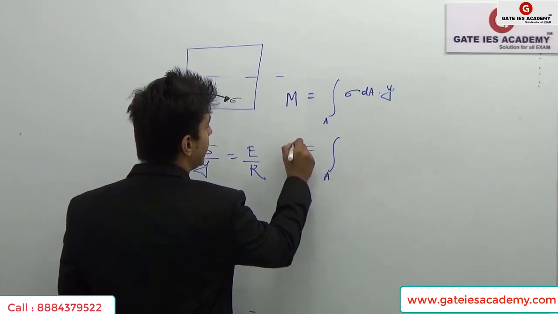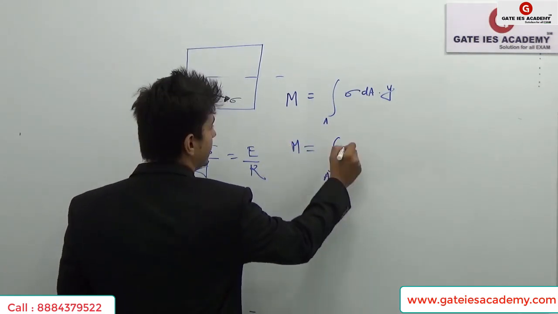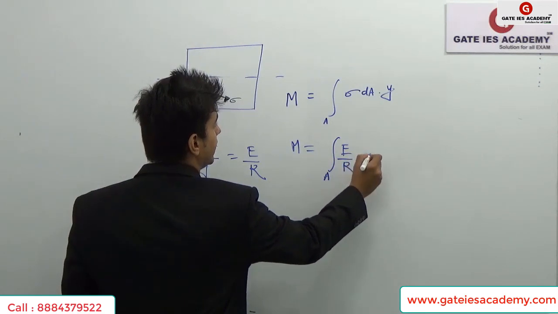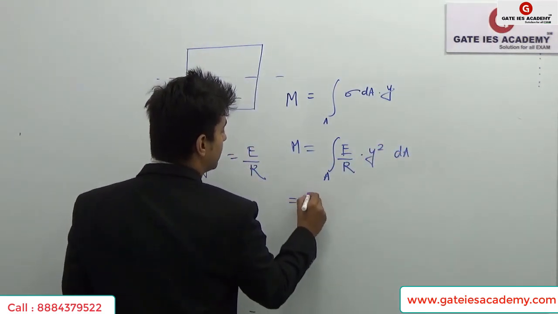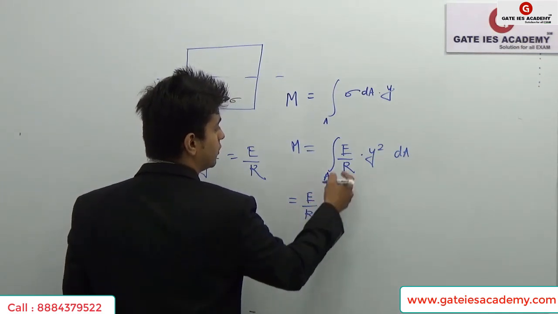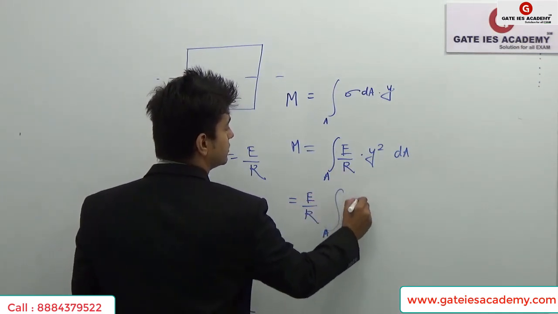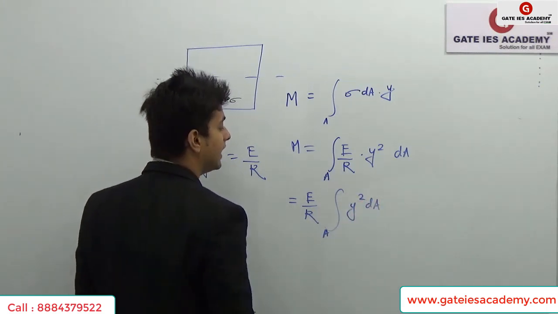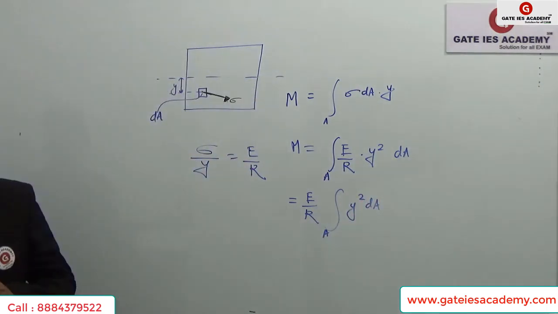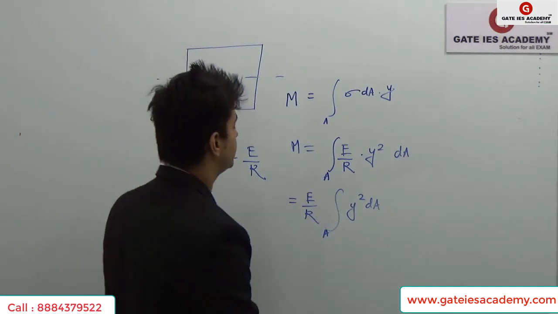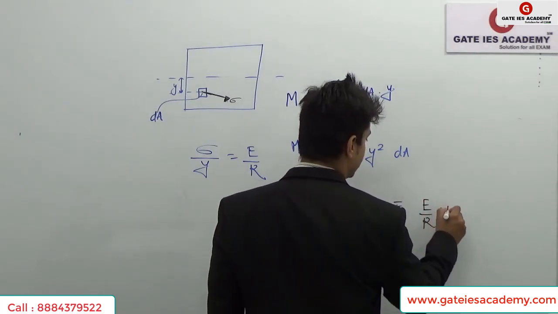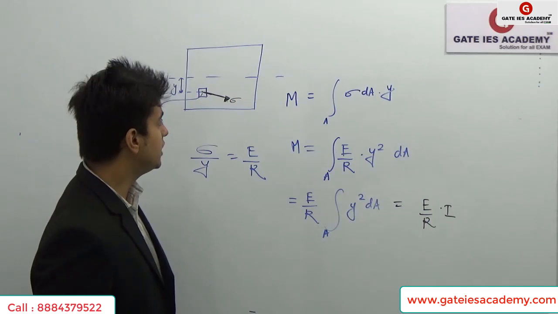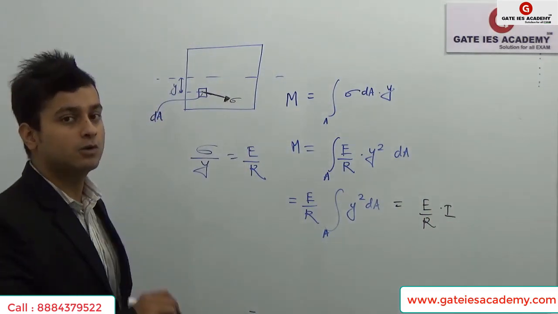So M will be equal to the integral of E by R into y square dA. E by R will come outside of the integral, as it is constant for a beam. This will be integral y square dA, and we know that integral y square dA is nothing but the moment of inertia of the whole system. So this will be E by R into I. This is the moment of inertia about the neutral axis.